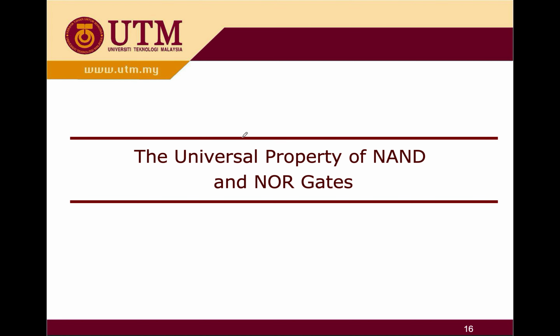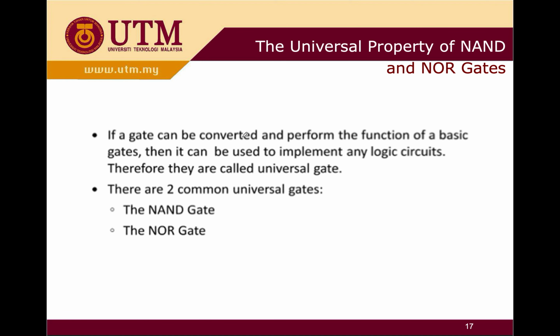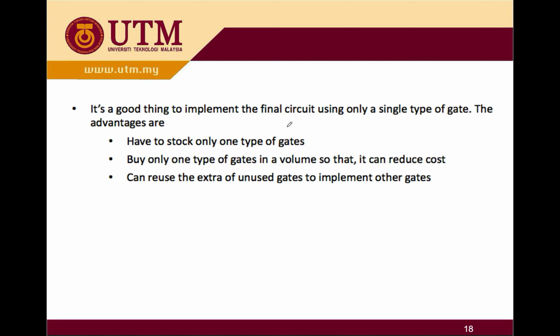Another one is on the universal property of NAND and also NOR gates. You can see over here, if a gate can be converted and perform the functions of basic gates, then it can be used to implement any logic circuit. Therefore, it is called a universal gate. There are two common universal gates, which are the NAND gate and the NOR gate. This one you already looked into in your module 3. So you can go through this one.